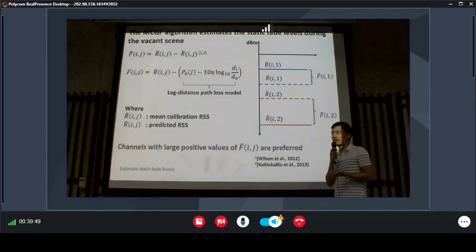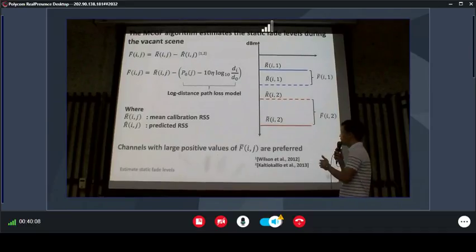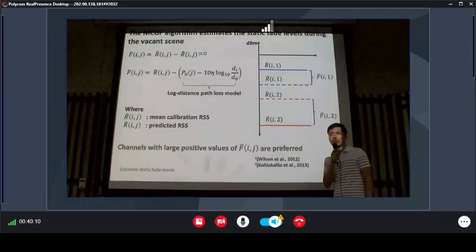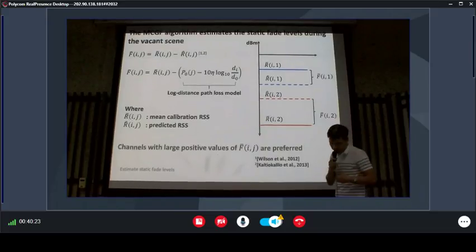Due to noise, we can't have an accurate estimate of the fade levels. So what we do is estimate the fade level by taking it as the difference between the baseline RSS and the RSS predicted by, say, the long distance path loss model. So in this case, channels with large positive values of F-bar are preferred, as we assume that those are the anti-fade channels. So in this example, the blue links refer to channels in anti-fade, while the red lines refer to channels in deep fade.